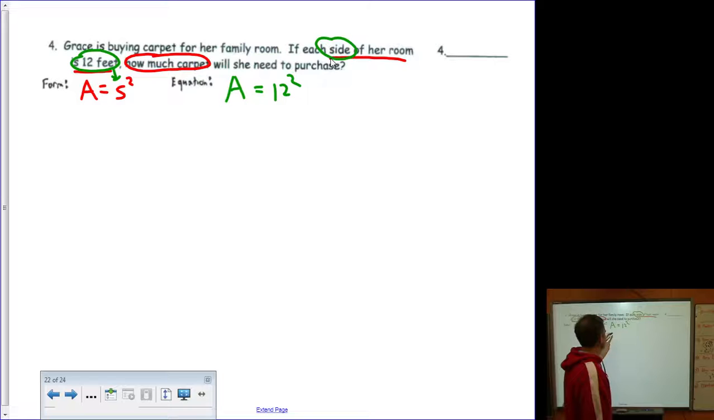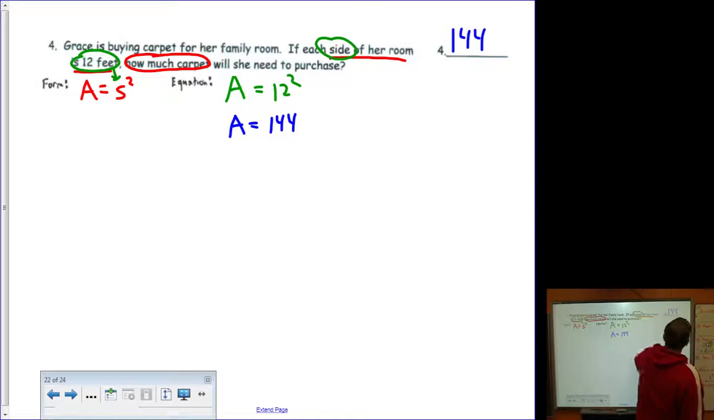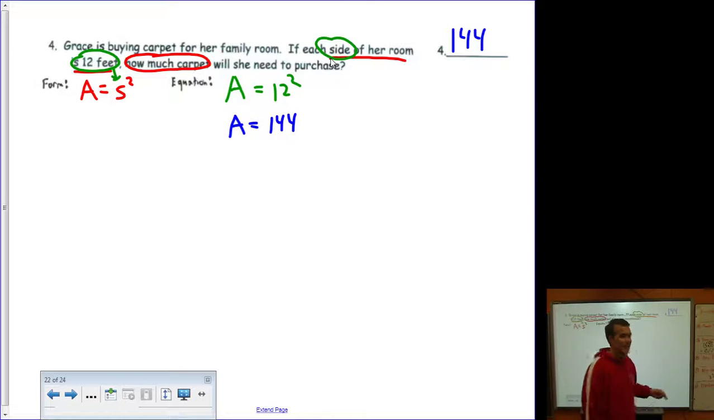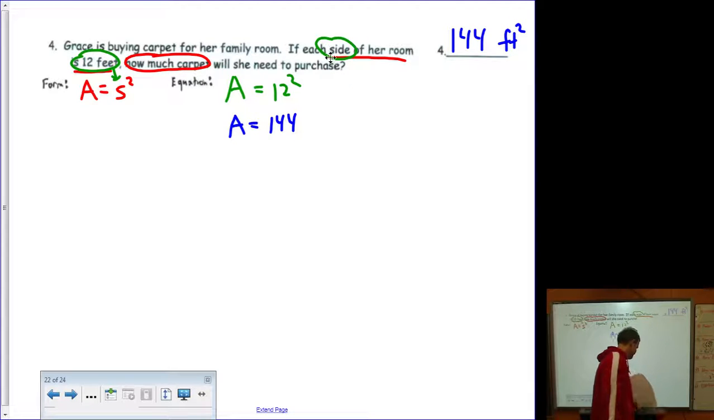And I can go ahead and solve that just by squaring the 12, which is 144. The area is 144. And once again, I know area is measured in square feet.